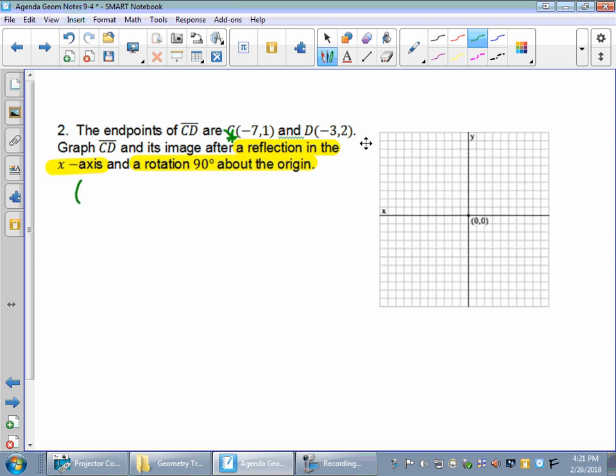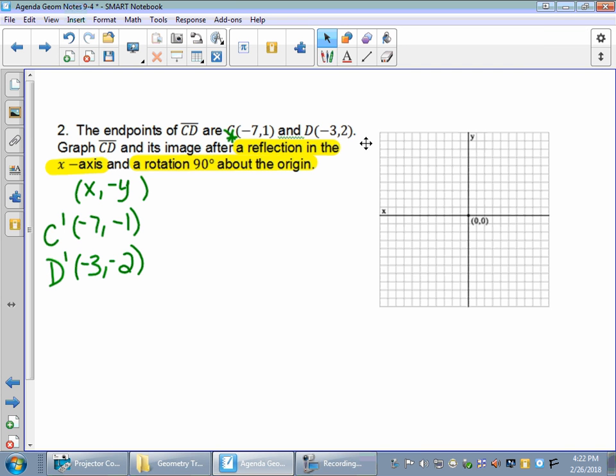Reflection for the x-axis, my new rule would be, you guys are so smart, x, negative y. Yeah, sure. If we go ahead and plug that in for my C prime and D prime, we will, of course, get -7, -1 for C prime, and D prime will be a -3, -2. One down, one to go.